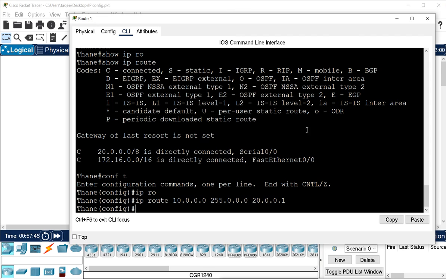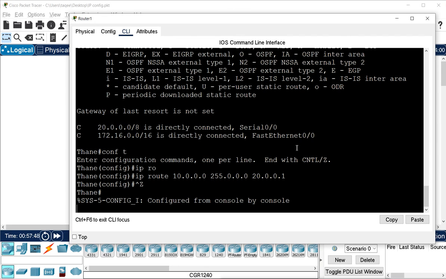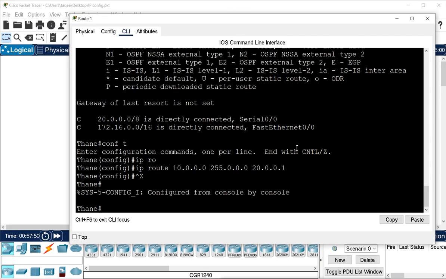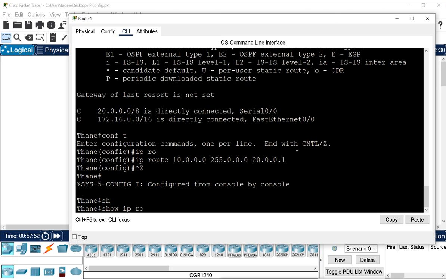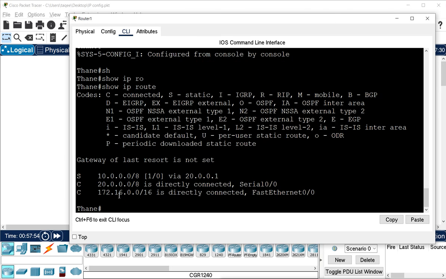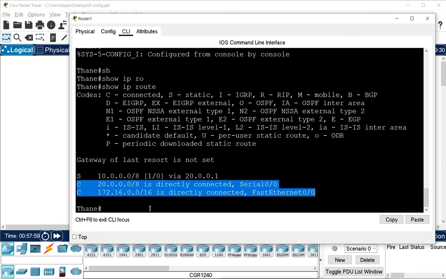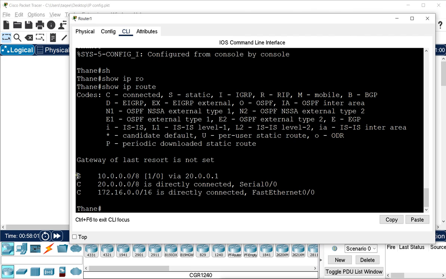Now we don't have any other network, so our routing is done, our static routing is done. And now when I run the show IP route command, our router knows about these. Previously it knew about these two networks. Now our router also knows about this network 10, and it says it can reach via 20.0.0.1. And what is this S? The S means it is static. That means this is a statically configured network, it is static routing.